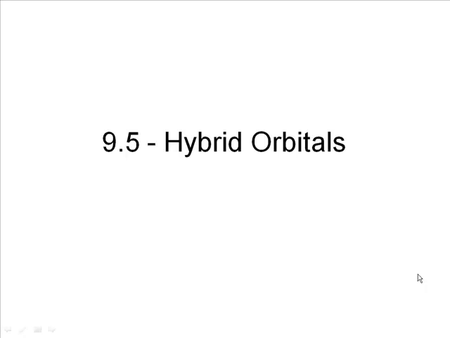Okay, this is the third section for chapter 9 called Hybrid Orbitals. And this is an excellent section because it helps us understand a little bit more about how bonds work. Let me give you an example to start out. Carbon is an atom that very commonly forms four bonds. A very common molecule is methane.